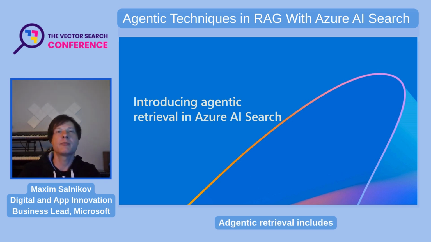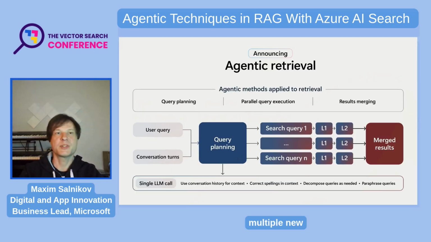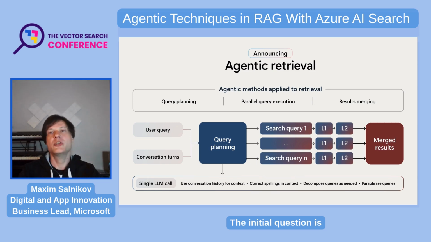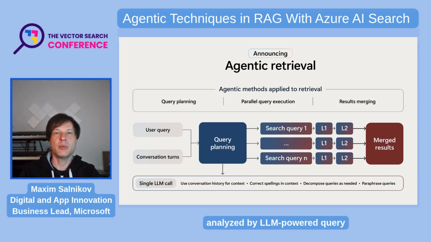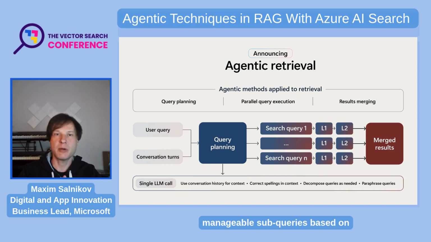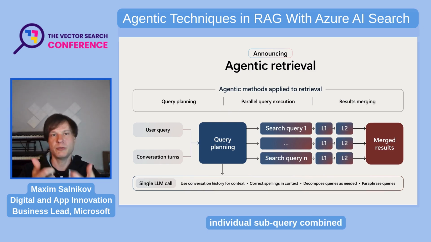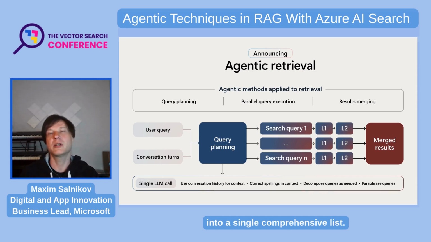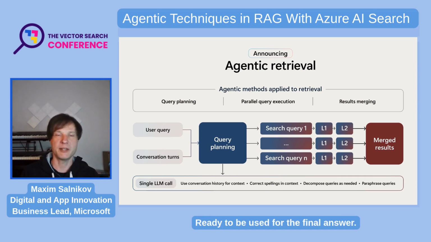Agentic retrieval includes multiple new stages. First of all, query planning. The initial question is analyzed by an LLM-powered query planner, which then breaks it down into more manageable sub-queries based on information required. Then parallel execution. These sub-queries are executed simultaneously using the full search retrieval framework. And finally, result merging. The most relevant outcomes from each individual sub-query are combined into a single comprehensive list ready to be used for the final answer.